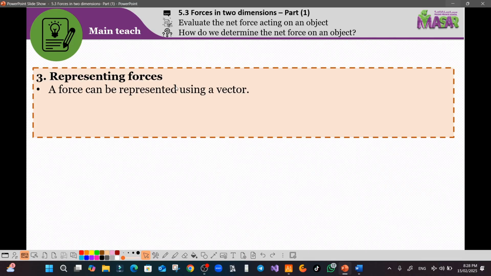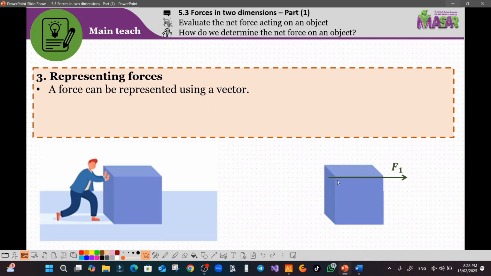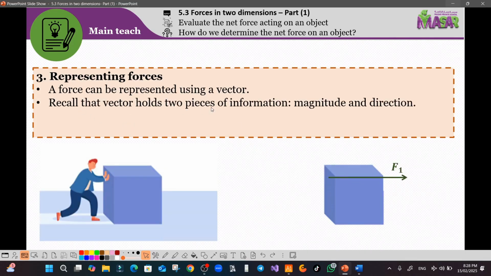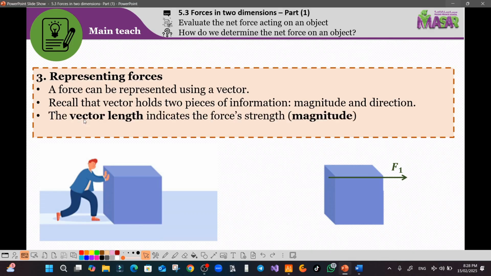Now to represent the force, we can use a vector. We know that the vector holds two pieces of information, the magnitude and the direction, where the magnitude is represented by the length of the vector. The larger the length, the larger the magnitude of the force, and the arrowhead shows the force direction. For example, here the direction of the force is to the right, since this student is pushing the box to the right.